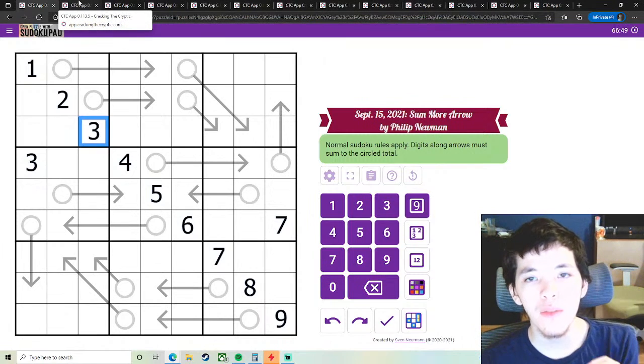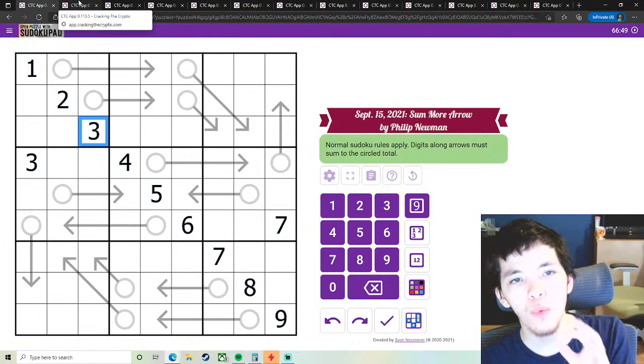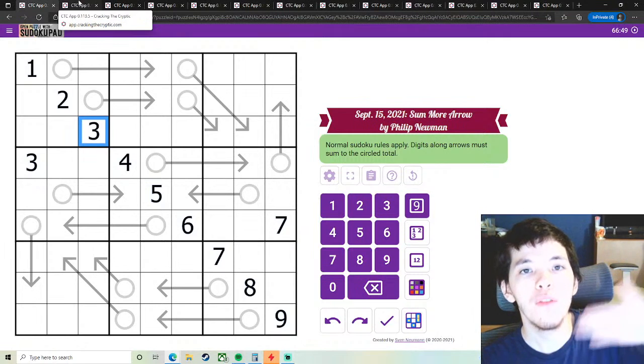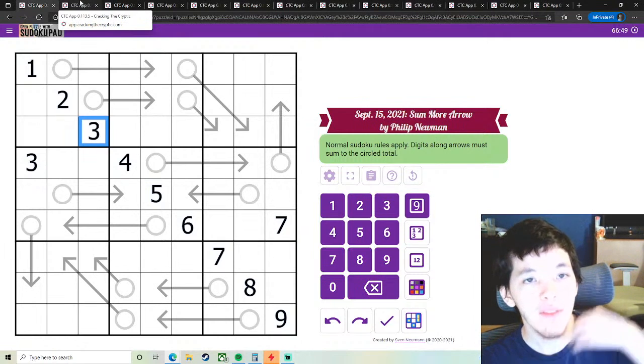But yeah, this is one classic unique Sudoku. There are certain rules that happen a lot, and then they'll do variations of them, and they can get even more creative from there.